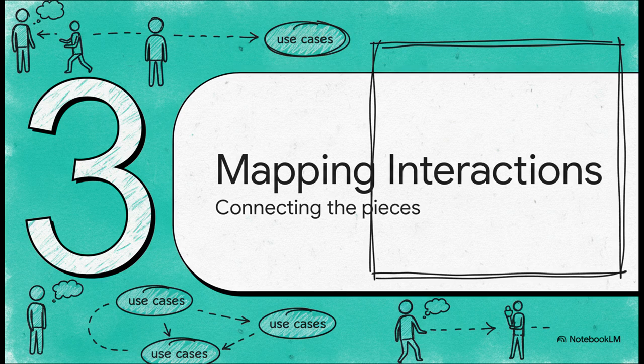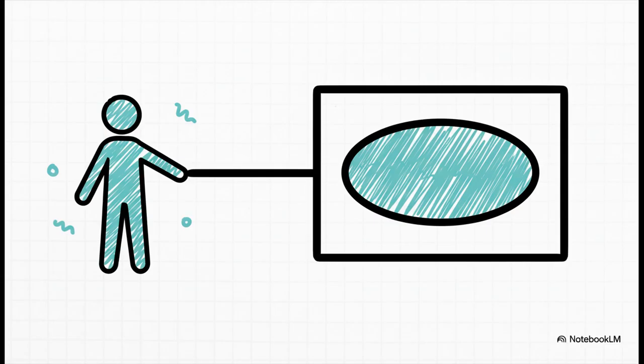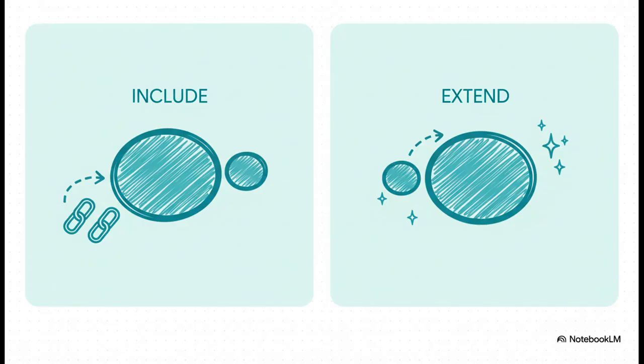These connections or relationships are what turn this collection of shapes into a story about how your system actually works. The most common one, the one you'll use all the time, is an association. It's just a simple, solid line connecting an actor to a use case. That's it. It just means this actor does this thing. For example, a customer actor is associated with the make purchase use case. Easy. Okay, now we get to the 2 relationships that tend to trip people up, include and extend.